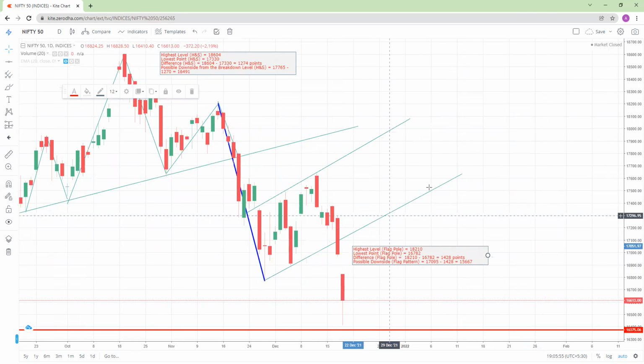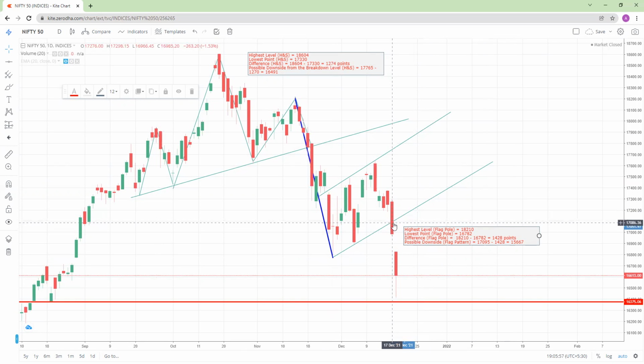So 1428 points. Now what we need to do, again from the breakdown level where the flag pattern has been broken, because it has not broken on the upside, it has broken on the downside, it has given a breakdown. So we will be deducting the difference between the upper value of the pole and the lower value of the pole from the breakdown level. The breakdown level is coming around to be, you can see here, 17095. These values are approximate, there can be a variation of maybe 20-30 points, but on a major side you can take it as 17095.